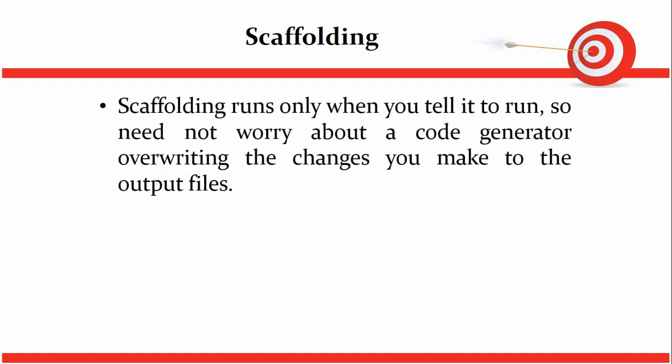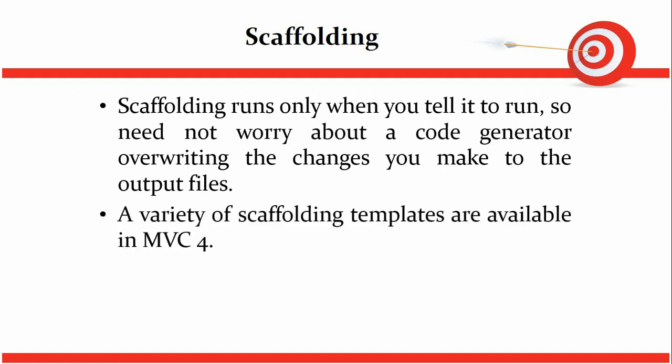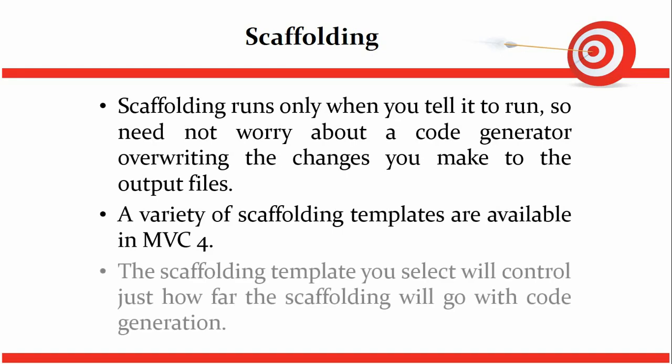It runs only when you tell it to run. So you need not worry about a code generator overriding whatever you have written. The change is what you have made to the output files. Okay, there are a lot of scaffolding templates available from MVC 4 onwards. We are in the latest version, so it doesn't matter. The scaffolding template you select should just say how far the scaffolding will go with code generation.